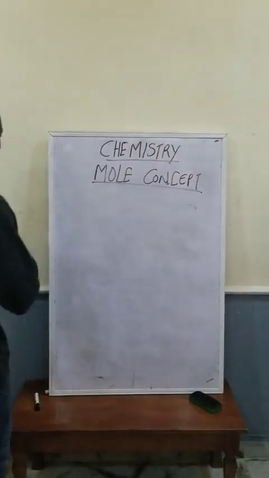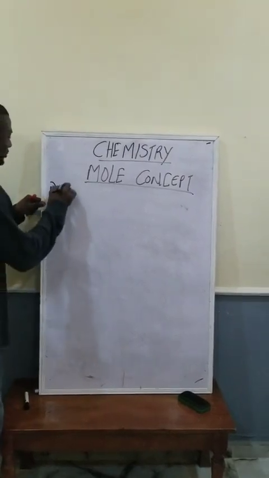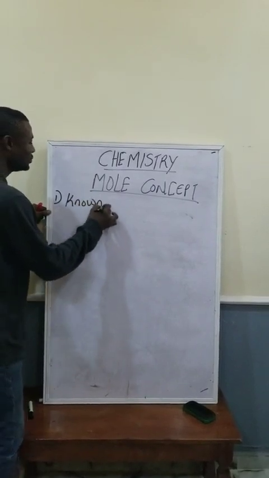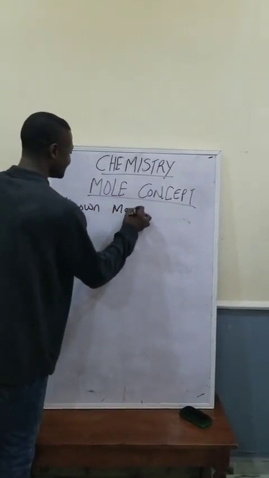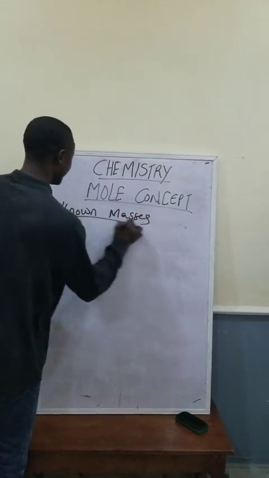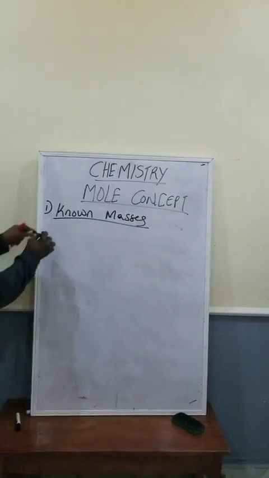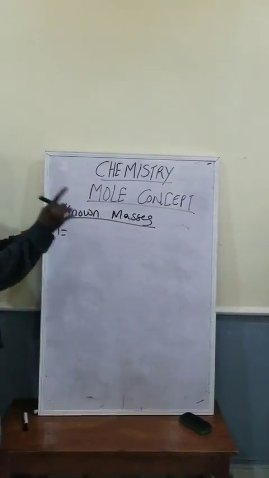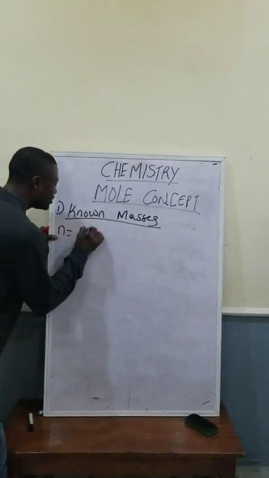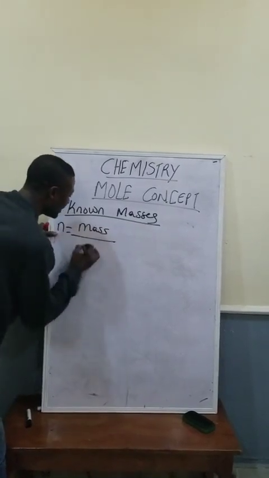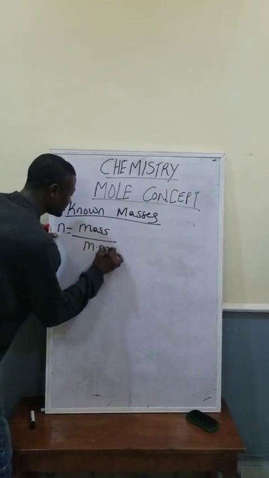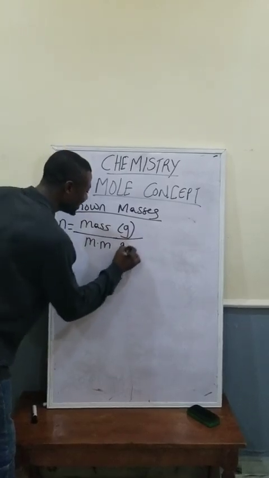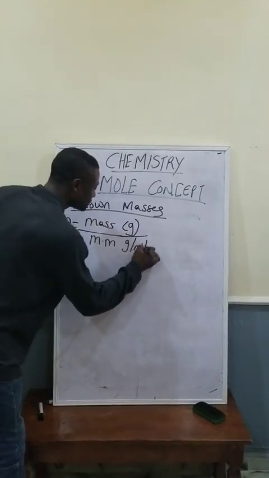Number one, when it involves known masses. Now, when it involves known masses, you simply say mole, and we all know that mole is noted with small letter n. We can simply say mole is equal to your mass over your molar mass. And you know your mass is measured in grams, and your molar mass is measured in gram per mole.